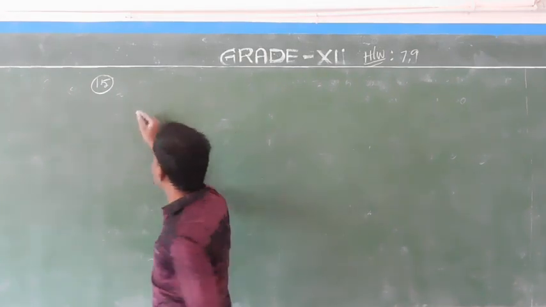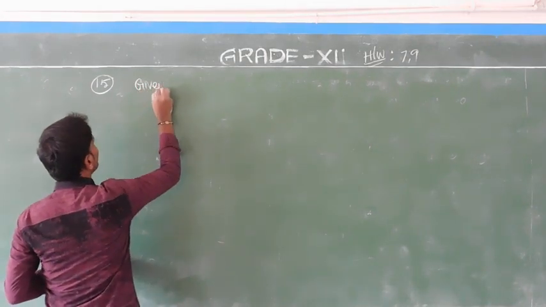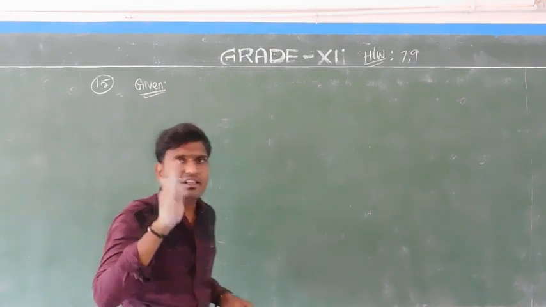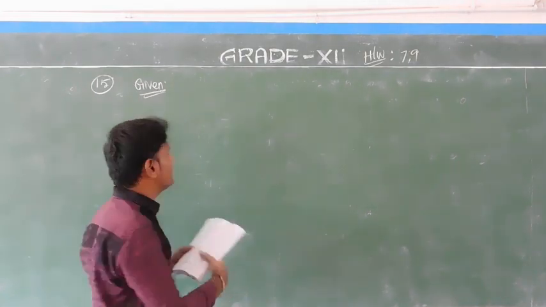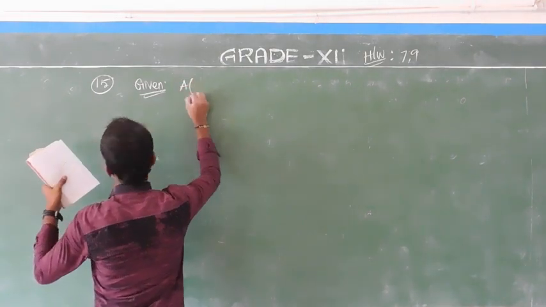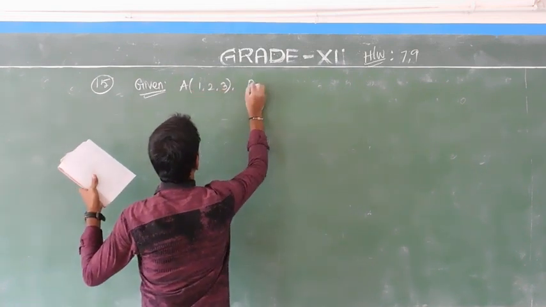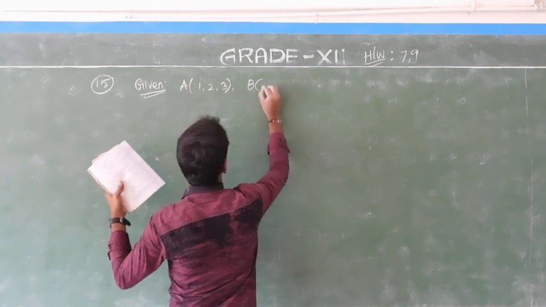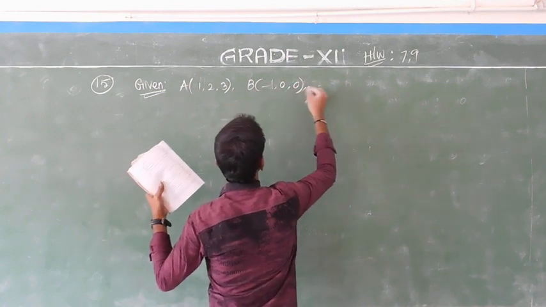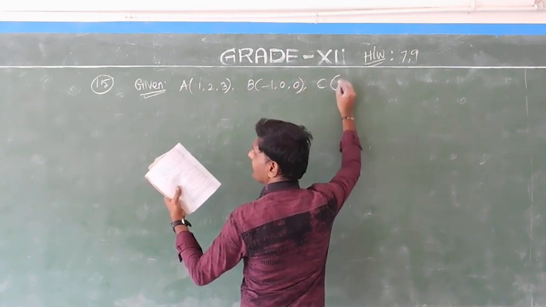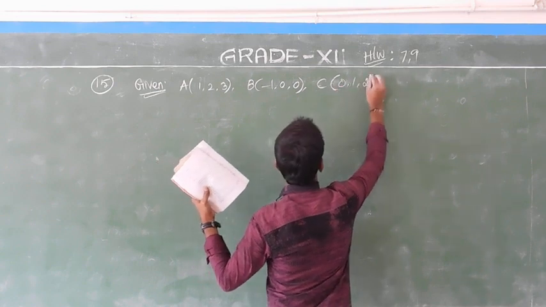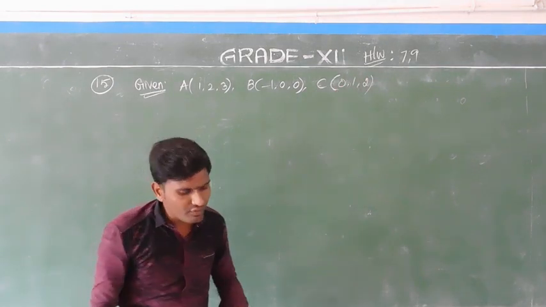Okay, student. What is given? The points. Three points are given. So the three vertices of the triangle are given. A equal to, what is the vertex A? (1, 2, 3). Then vertex B equal to (-1, 0, 0). Vertex C equal to (0, 1, 2). So these are your given vertices.